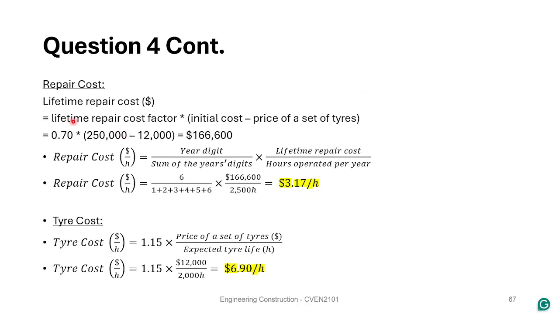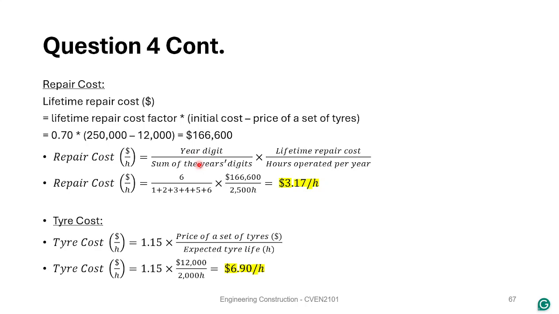For repair costs, you use this lifetime repair cost factor. Over here, the repair cost uses something that looks like a sum of the years digits method. But the main difference is that the year digit is not in inverse order. What it's trying to say is that things don't get broken when they're new, so things get broken more and more as they get older.